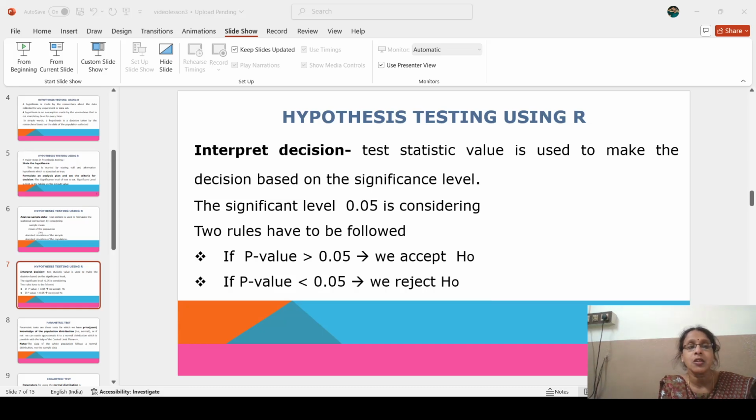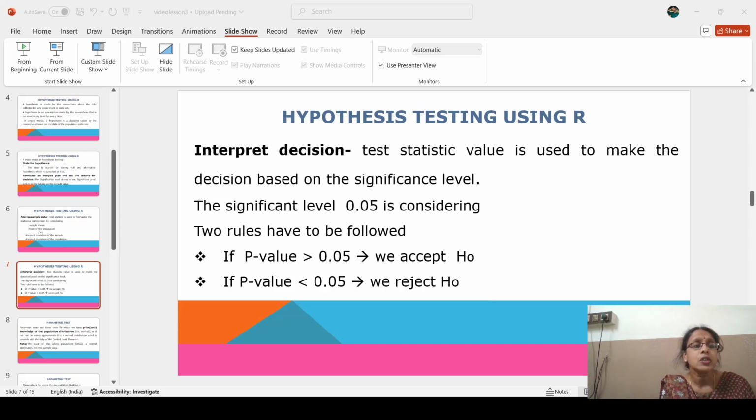Advantages of parametric tests: they are easy to calculate and provide all the necessary information. Disadvantages of parametric tests: they are not suitable for small data sets, as the size of the sample needs to be very big.